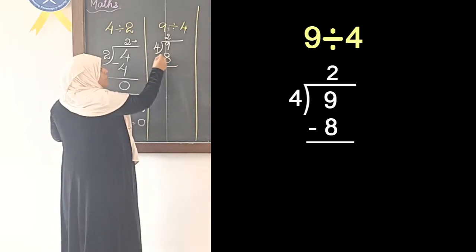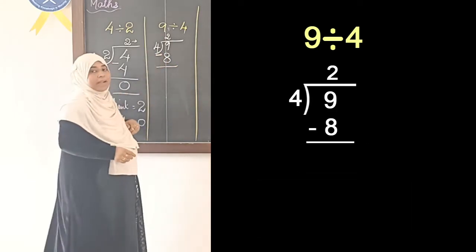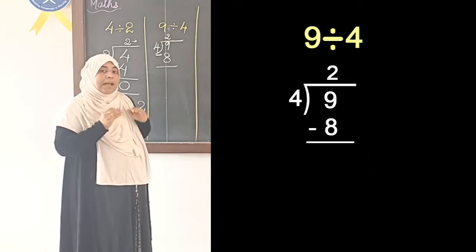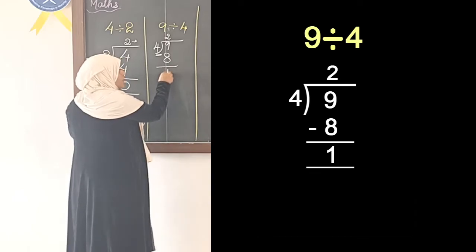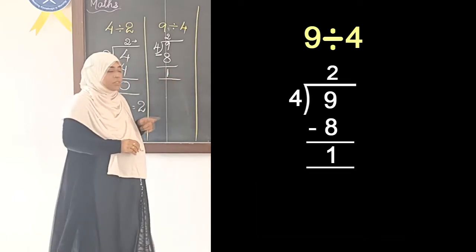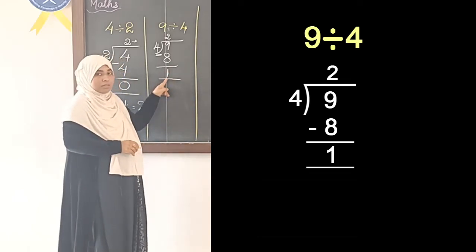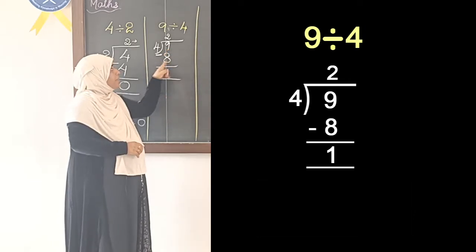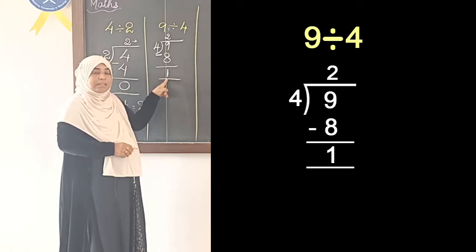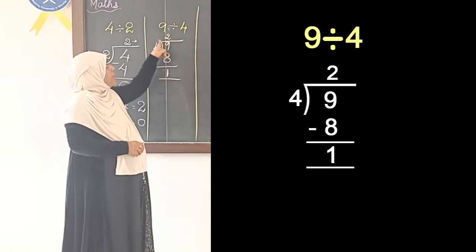Now we have to subtract 9 minus 8. Now from 9, if we remove 8, we will get 1 as the remainder. Okay, here you see we got 1. This is the remainder. When we subtract 9 minus 8, we get 1 as the remainder. Now quotient, this is our answer.